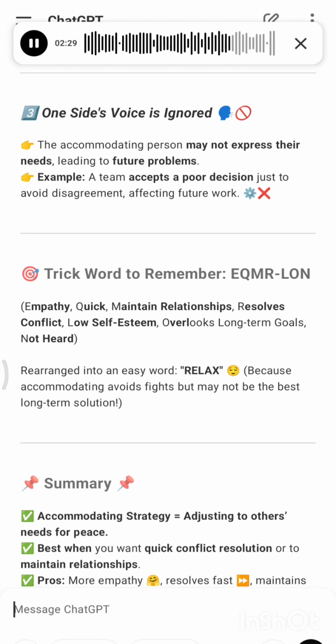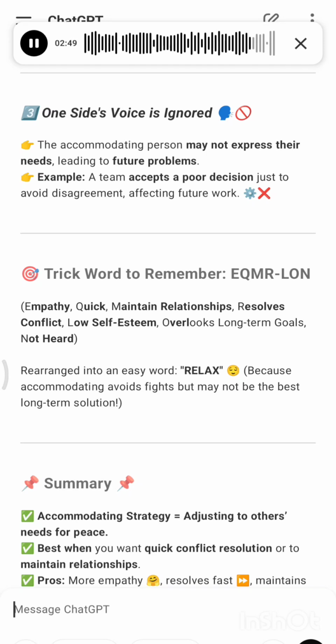Trick word to remember: EQMR, long empathy. QWIC: maintain relationships, resolves conflict, low self-esteem, overlooks long-term goals, not heard. Rearranged into an easy word, relax, because accommodating avoids fights but may not be the best long-term solution.